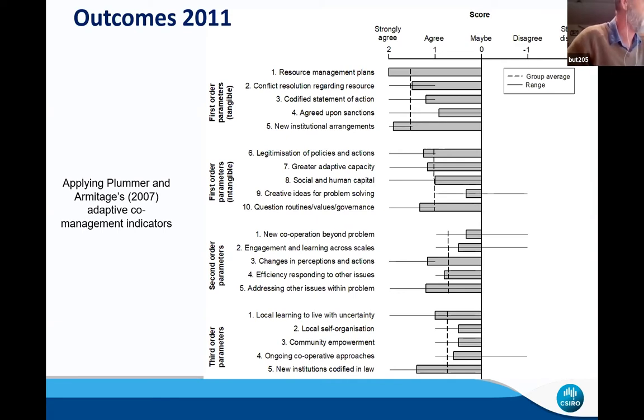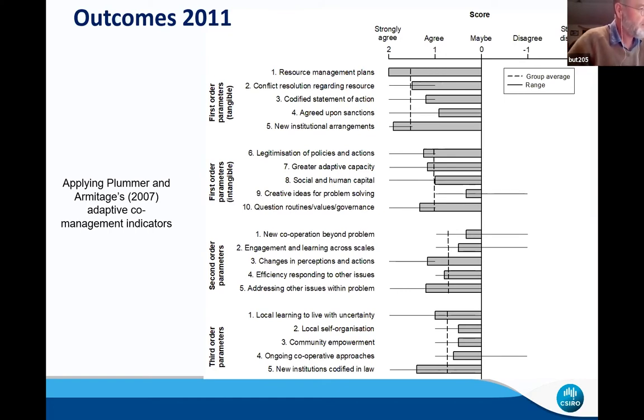And they range around things like resource management plans, conflict resolution, agreed sanctions. If something goes wrong, everyone agrees what should be done about it, new institutional arrangements, greater adaptive capacity, social and human capital, creative ideas for problem solving, questioning of routines and values and governance. And you heard that from the previous list of indicators in Indonesia.